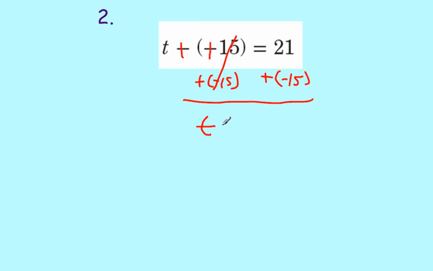So we're just left with t on the left side, and then over here on the right side, these are different signs, so 21 minus 15 is 7. We have more positives than negatives, so it's positive 7. Make sure we make those changes there.